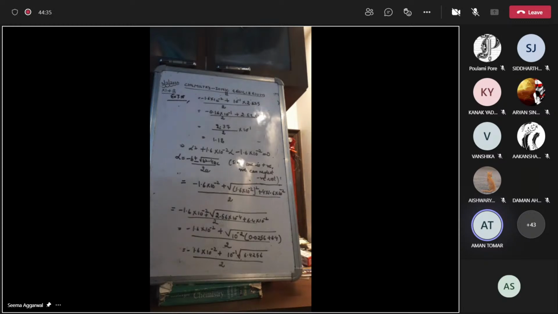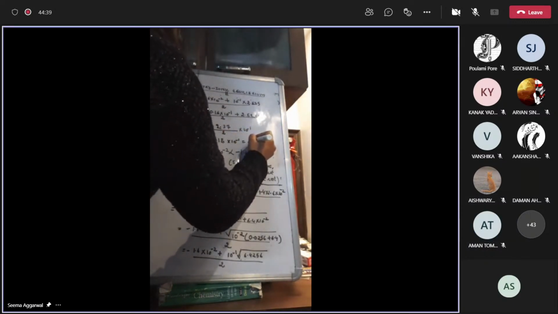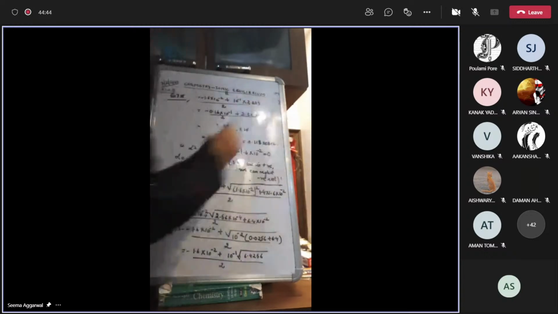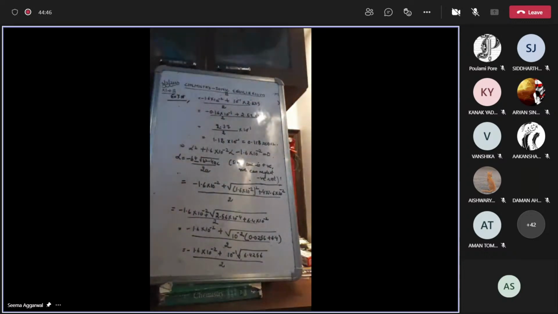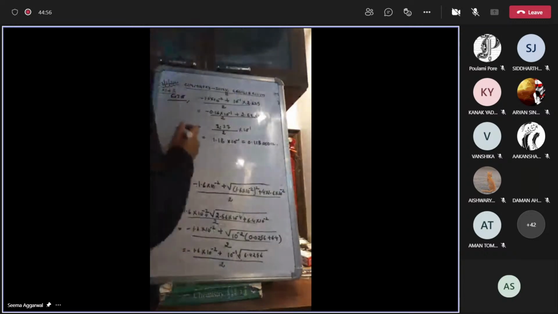हम 10 की पावर -1 भी. ठीक है. So it is 0.118, which is approximately equal to 0.12. Is it okay? So now what we have calculated is the value of alpha. Now after calculating the value of alpha, what we have to find out is the concentration of all the species.